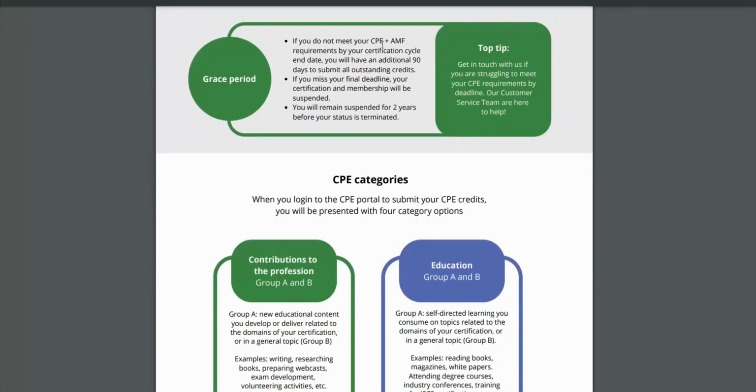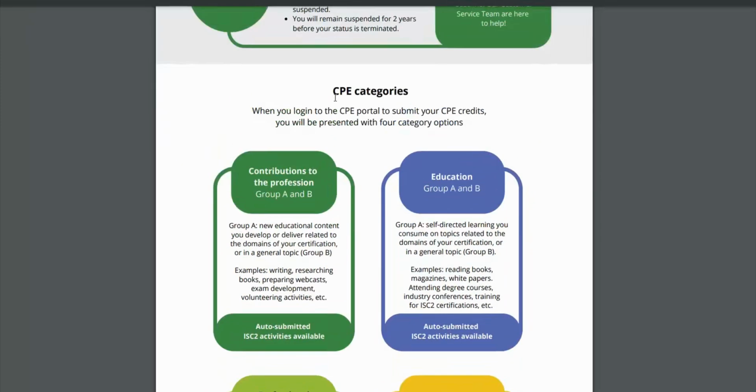If you do not meet your CPE and AMF requirements by a certification cycle, you'll get a 90-day period where you can do your certifications and meet those activities and criteria, and then you'll remain suspended for 2 years before your status is terminated. Okay, all right. So then we have CPE categories.